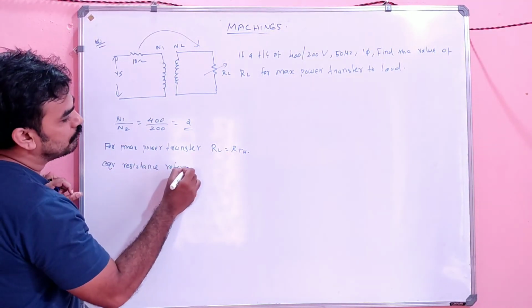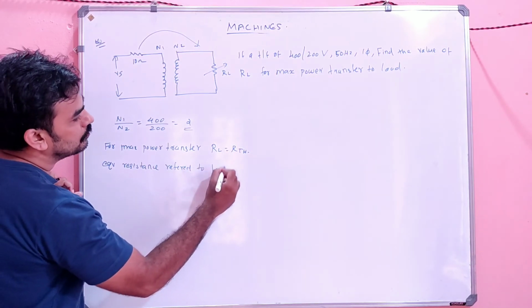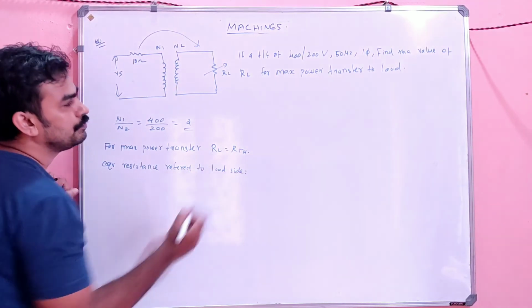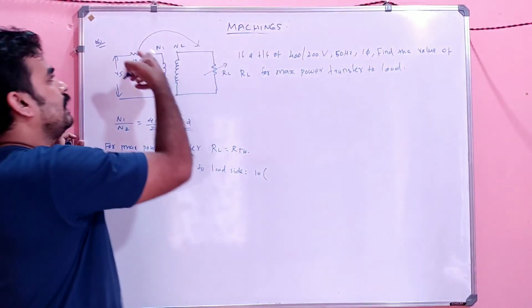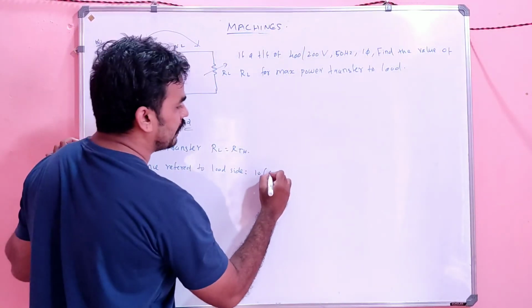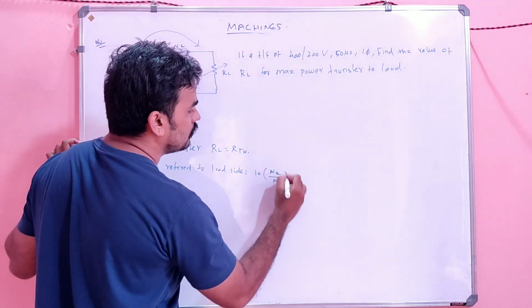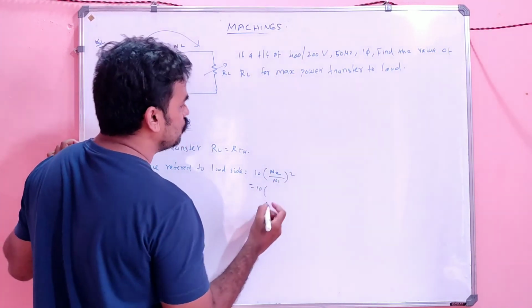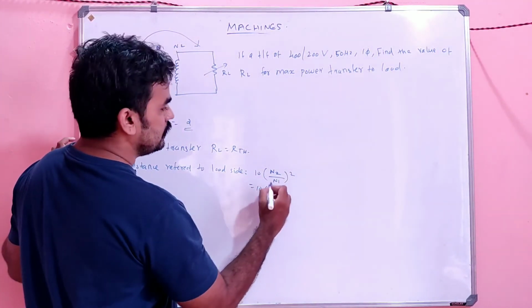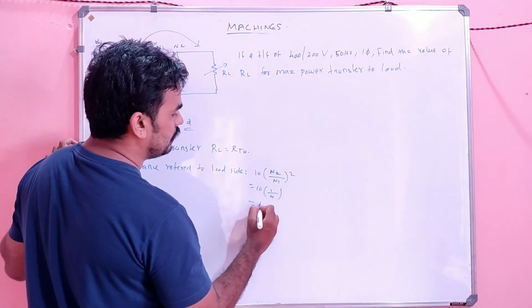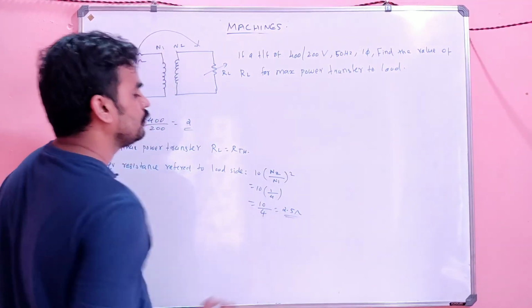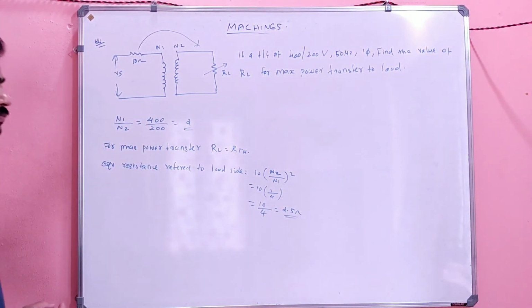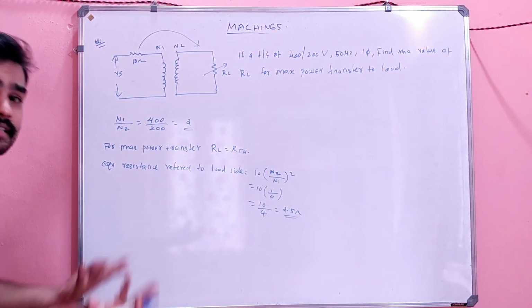referred to the load side? It is 10 into N2 by N1 the whole square, since it is moving to the secondary, right? So 10 into, what is N2 by N1? It is 1 by 2. So 1 by 4. So 10 by 4, or nothing but 2.5, right? 5 by 2 is 2.5. So this is the answer.